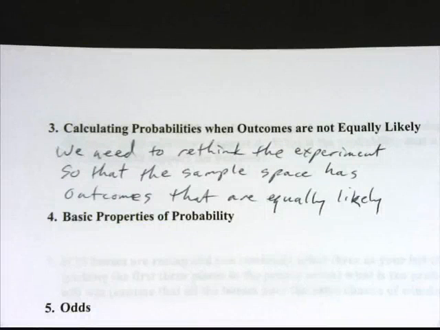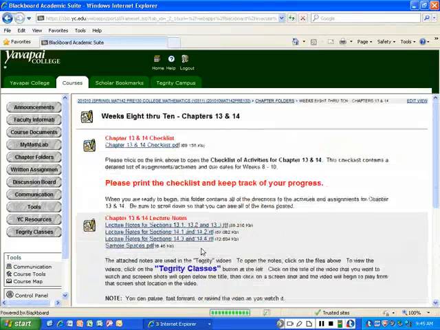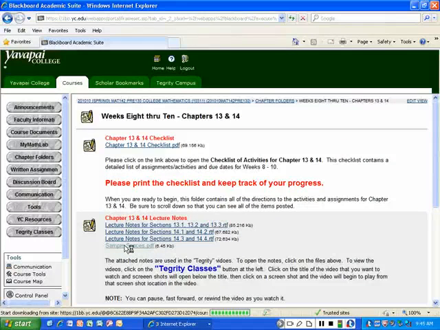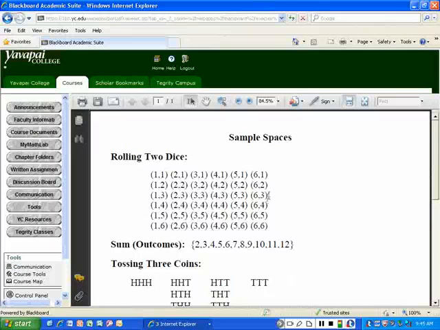Now, the best way to illustrate that is to go over here to the computer, and I'm going to go to the Blackboard site. And for the Blackboard site, I'm going to go to the chapter folders. I'm going to go into the weeks 8 through 10, chapters 13 and 14 folder. And what I've got in there is what I'm calling sample spaces. Okay, we said that one thing that's problematic is saying what the sum of two dice is when you roll it. And so what we have to do is rethink our sample space so that everything is equally likely. And right at the top of our sample space, we have rolling two dice.